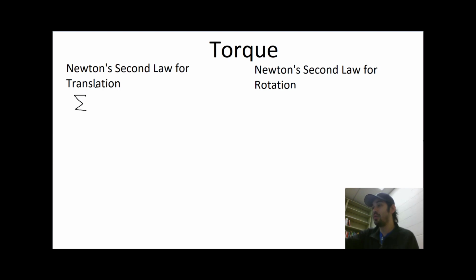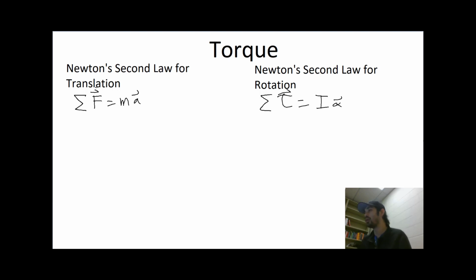Okay, so to start with, let's write down what Newton's second law for translation says. That's that the sum of the forces, the sum of the vector forces, is equal to the mass times the acceleration vector. Now we have a very similar equation for torque, and that's to say that the sum of the torques is equal to the moment of inertia times alpha. As I said before, in previous videos, we already talked about how the linear acceleration acts very similarly to the angular acceleration.